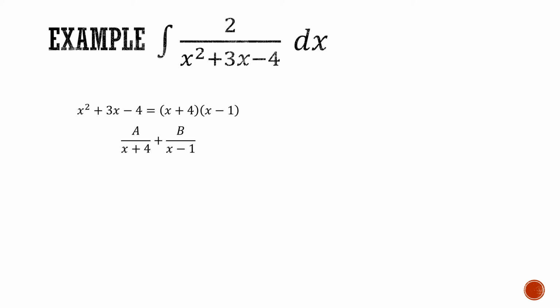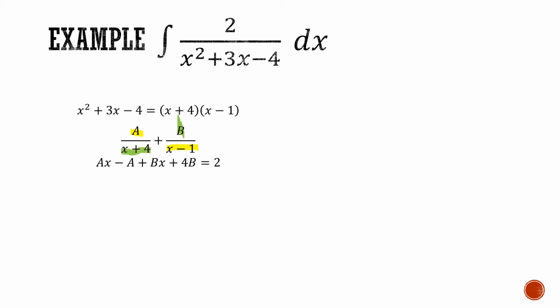You could switch it and do a over x minus 1 and then b over x plus 4. It's totally up to you. Then I'm going to get a common denominator, so I'm going to multiply this a side by the x minus 1, and I'll multiply the b side, so this piece, by the x plus 4.